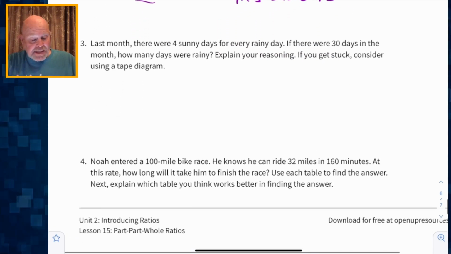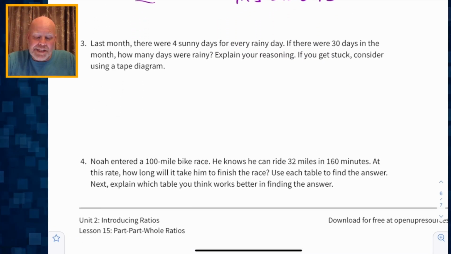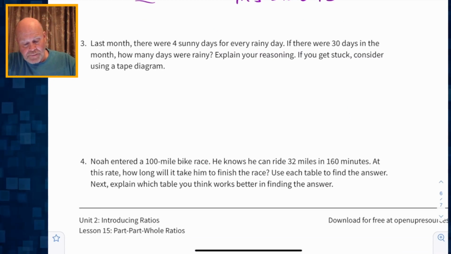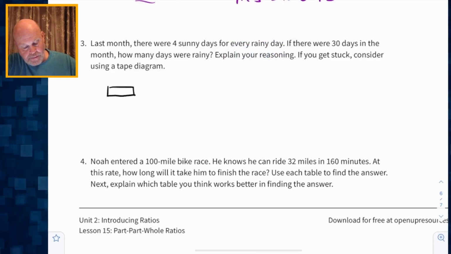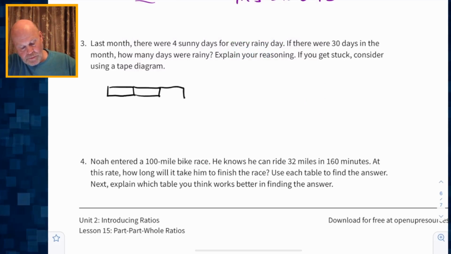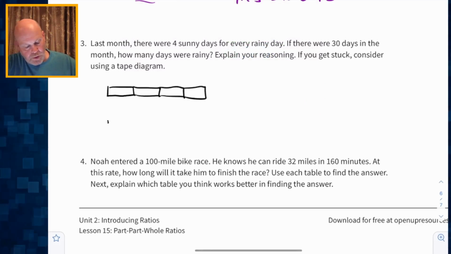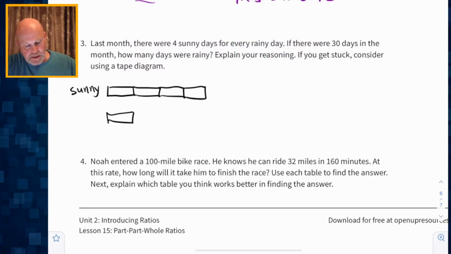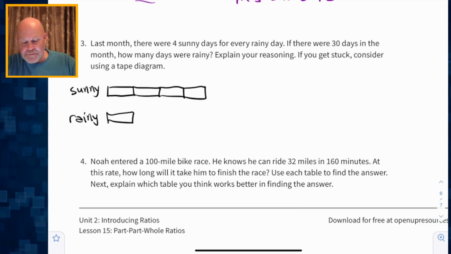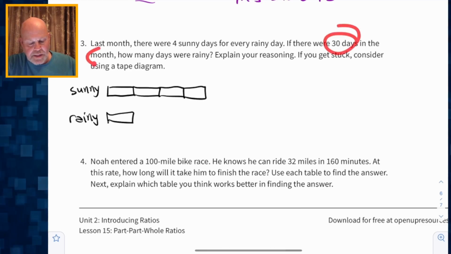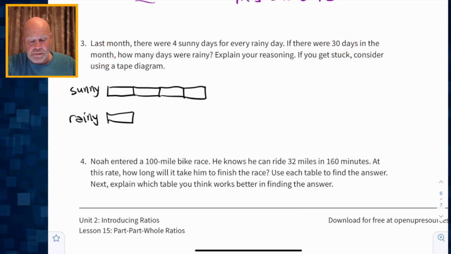It says, last month, there were 4 sunny days for every rainy day. All right, so our ratio there is 4 to 1, isn't it? So 1, 2, 3, 4 units to 1 unit. So 4 sunny for every 1 rainy. And it says, if there were 30 days in the month, how many of those days would be rainy?